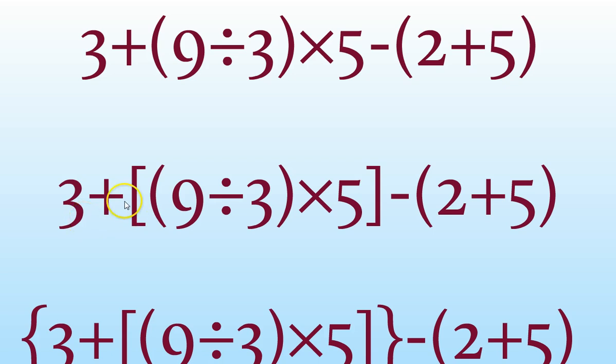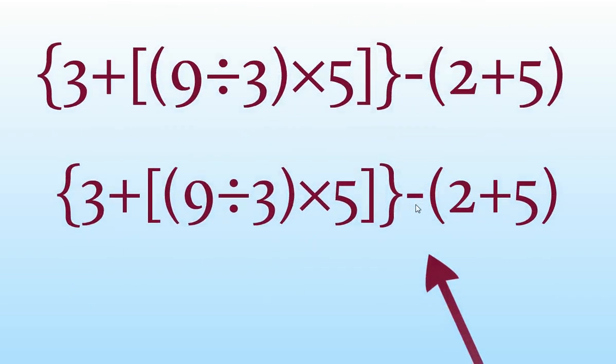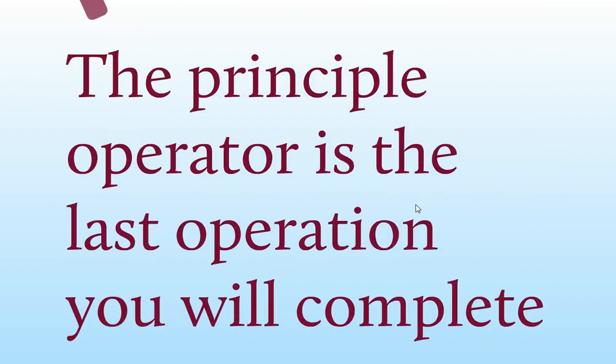So now I have 3 plus, and I have my minus. Those are the last two operations. Addition and subtraction are also done from left to right. I used braces to show that I'm going to use addition first and subtraction last. Notice subtraction is left outside the grouping symbols. That's because it's the last operation. We call the last operation the principal operator. It's the last operation you'll complete.